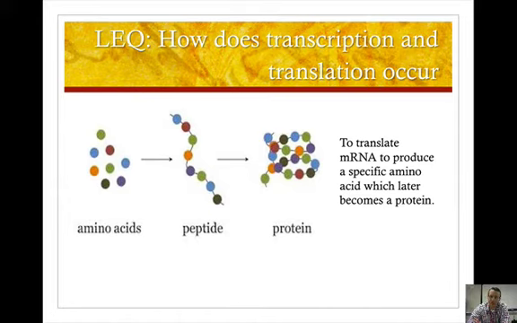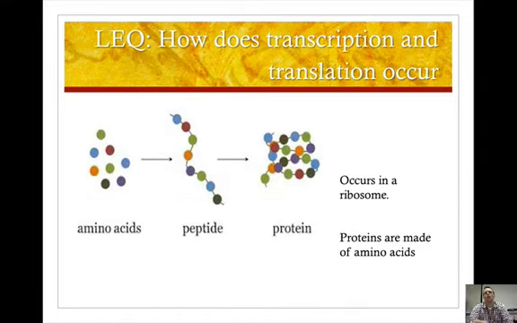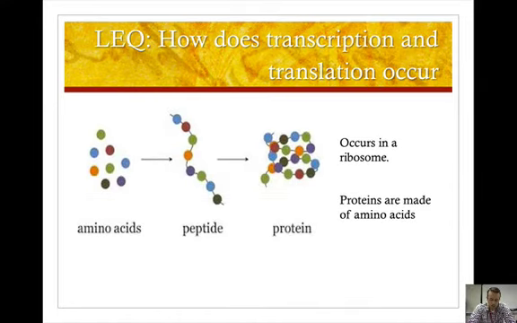Now, where does translation take place? We talked about already where transcription takes place. We talked about transcription taking place in the nucleus. Now translation occurs in the ribosomes. And the reason is because we talked about ribosomes back when we talked about the cells. Remember, ribosomes do protein synthesis. So proteins are made in ribosomes.